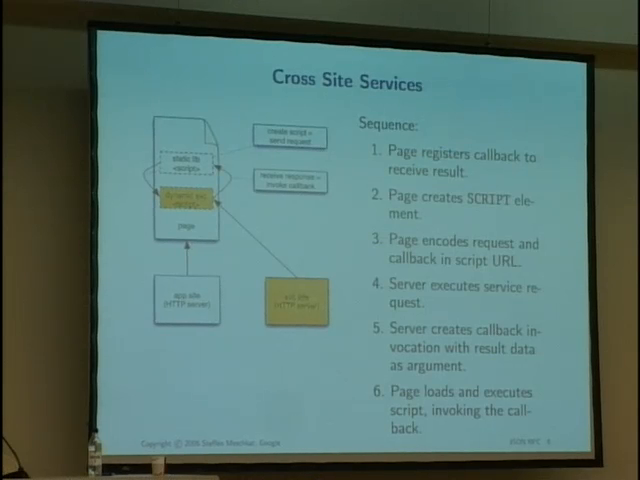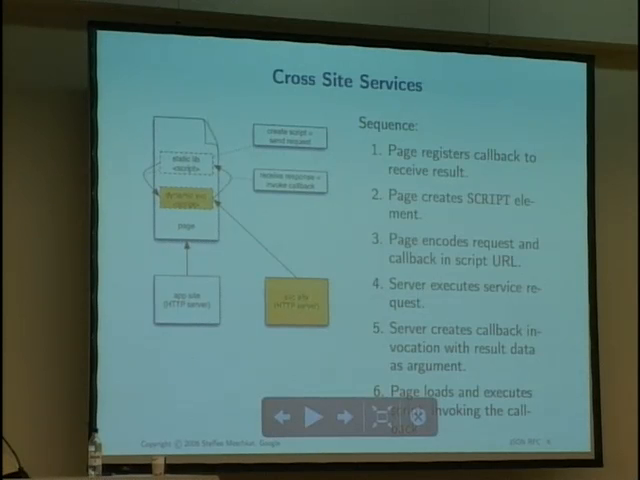Therefore, we need something to actually propagate these data to where they belong. And this is what happens with cross-site services. So the thing is, an application that wants to use a cross-site service first creates a callback function. This callback function is meant to receive the data that are the result of the service invocation as an argument. The callback function is registered under a well-known name somewhere in the page. Then the script element is created.